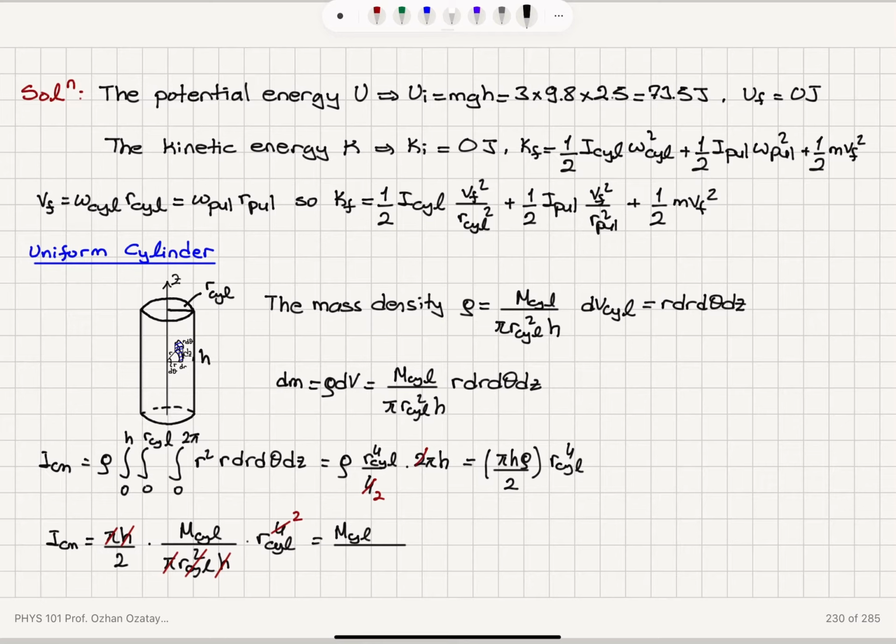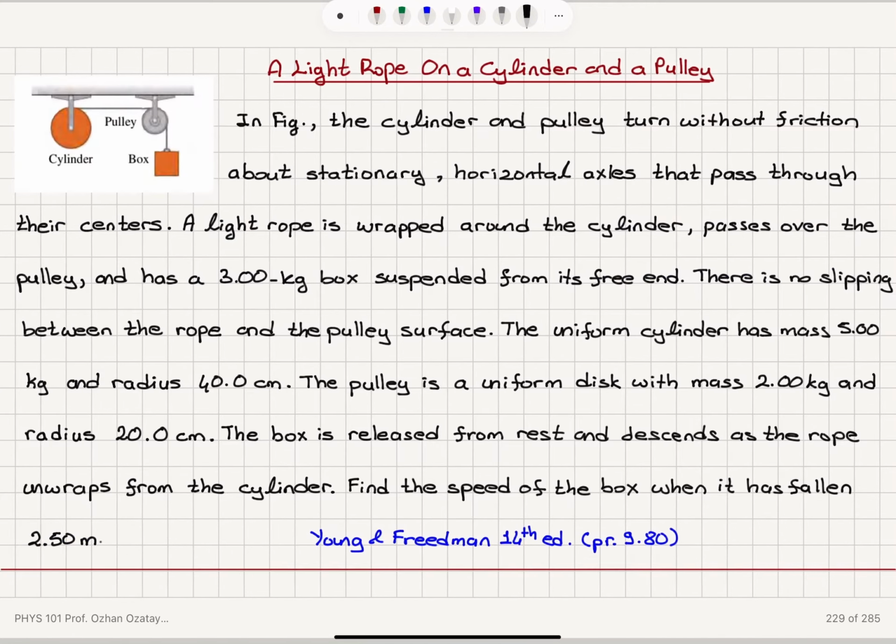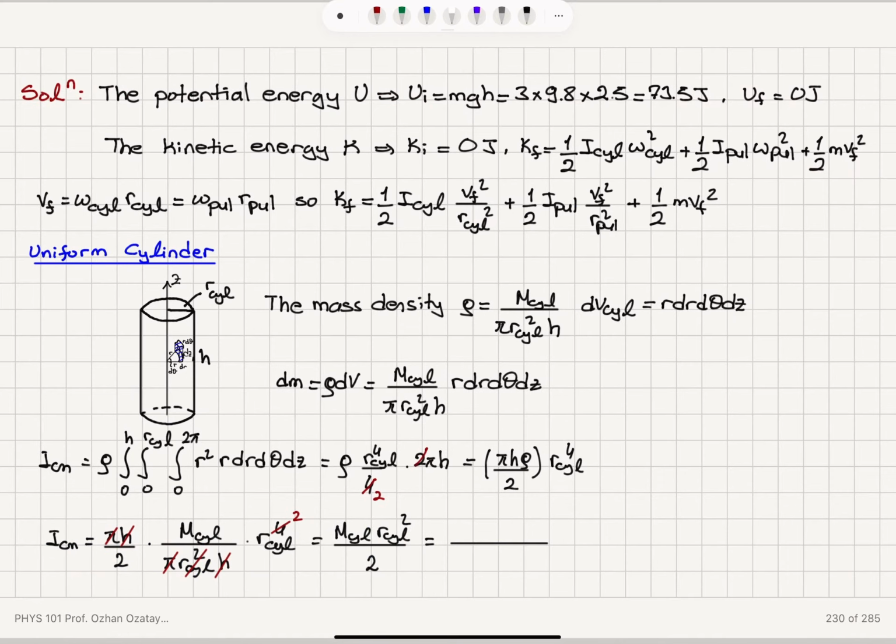So the moment of inertia of the cylinder is mass of the cylinder times R cylinder squared over 2. If we substitute the numbers here, the mass of the cylinder is 5 kilograms and the radius is 20 centimeters, 40 centimeters. So we have mass of the cylinder 5 times radius 0.4 meters squared divided by 2. This will give us 0.4 kilograms meter squared for the cylinder.